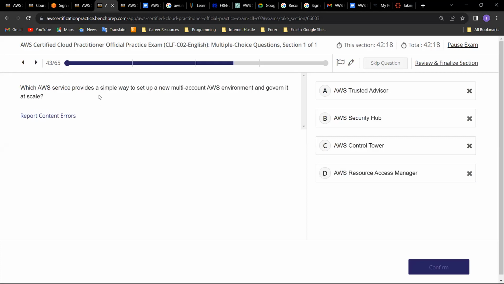Which AWS service provides a simple way to set up a new multi-account environment and govern it at scale?